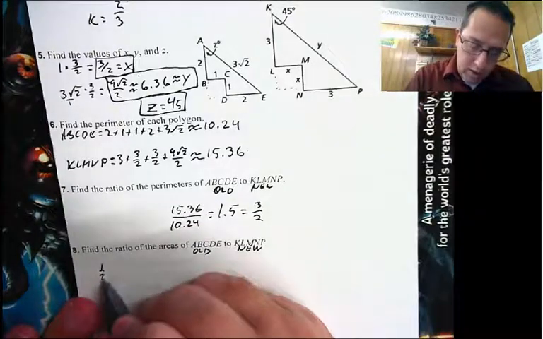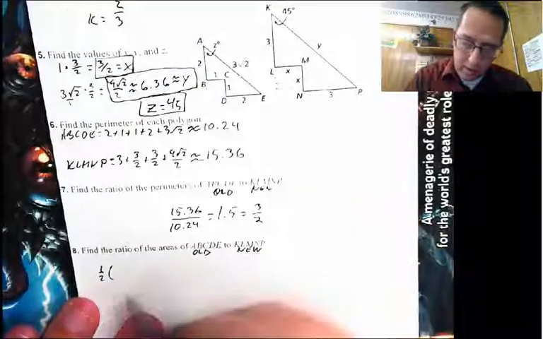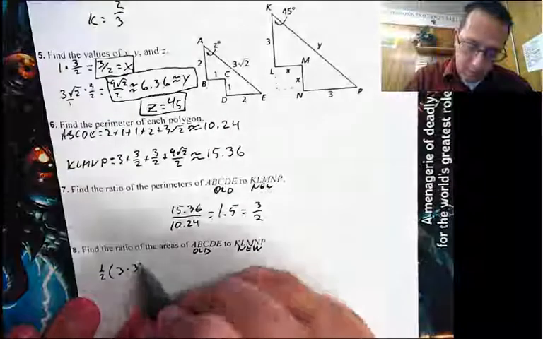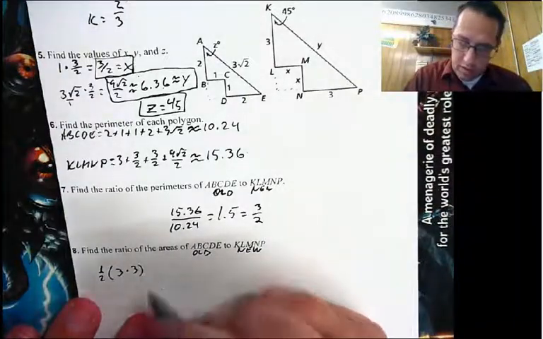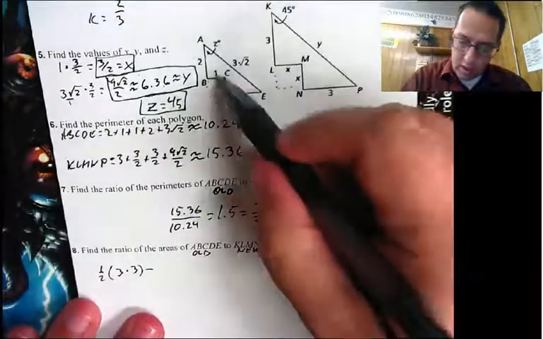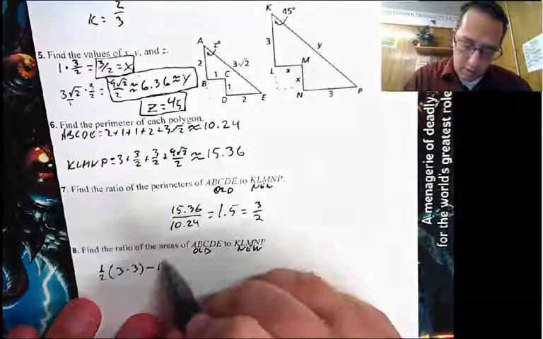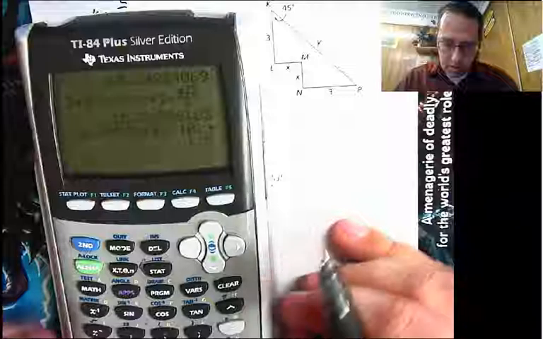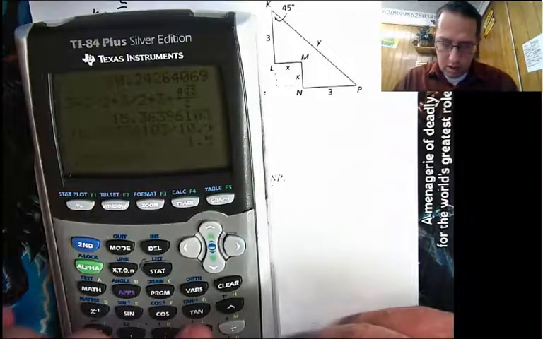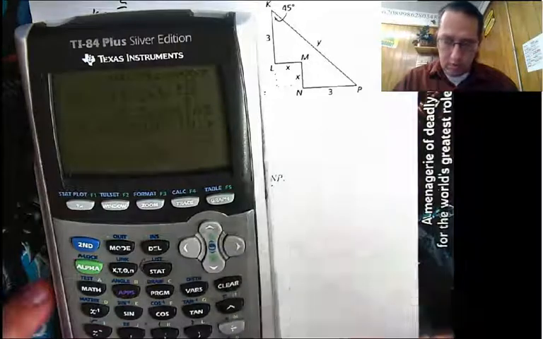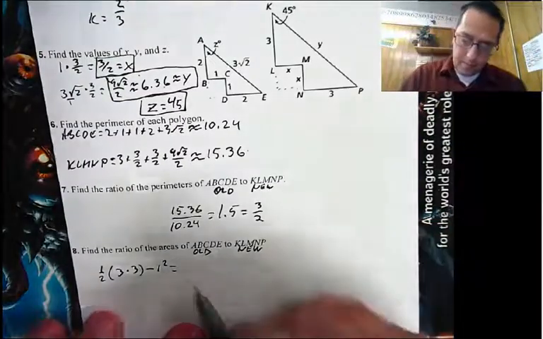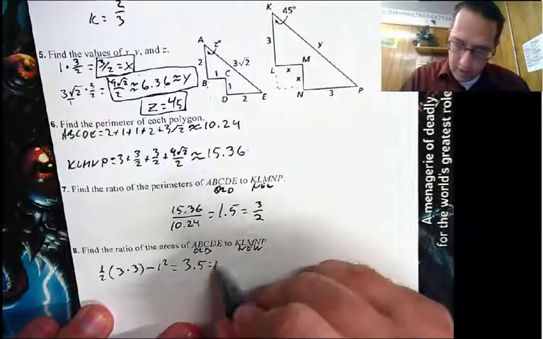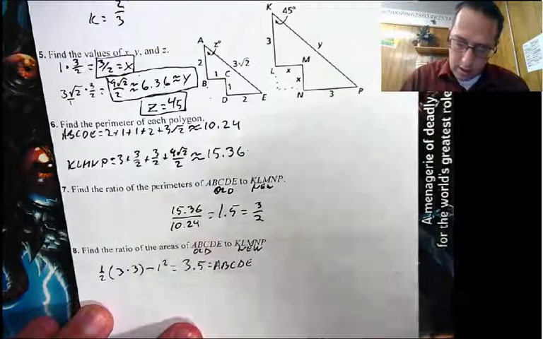Area of a triangle is 1/2 base, which when I add that in, that'll be 3, times height, which if I add that in all the way down, that'll be 3. So that's 1/2 of 3 times 3, and then I am going to subtract out the 1 times 1 for this square, so minus 1 squared. Alright, so let's put that in. We could probably do this in our head, but that's okay. So 1/2 times 3 times 3 minus 1 squared, which is 3.5. This is for A, B, C, D, E.